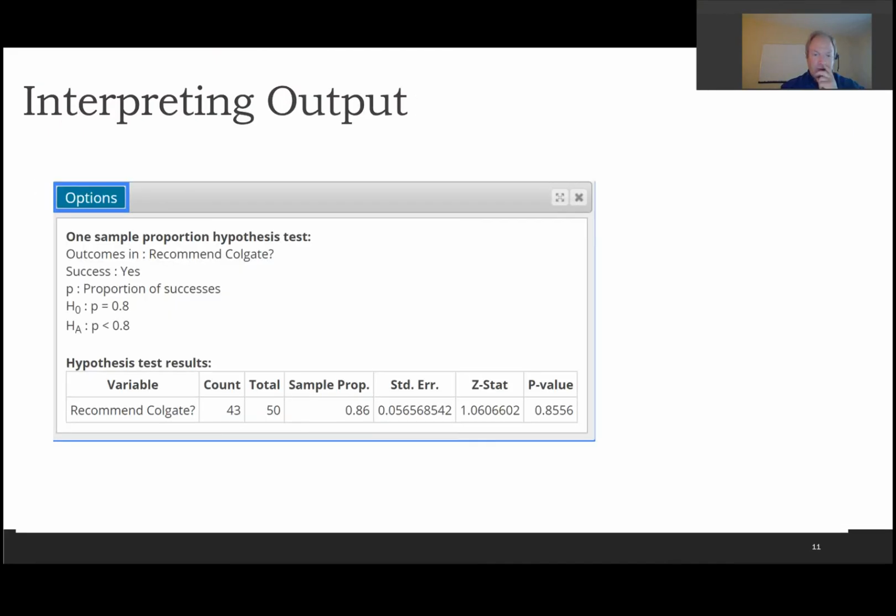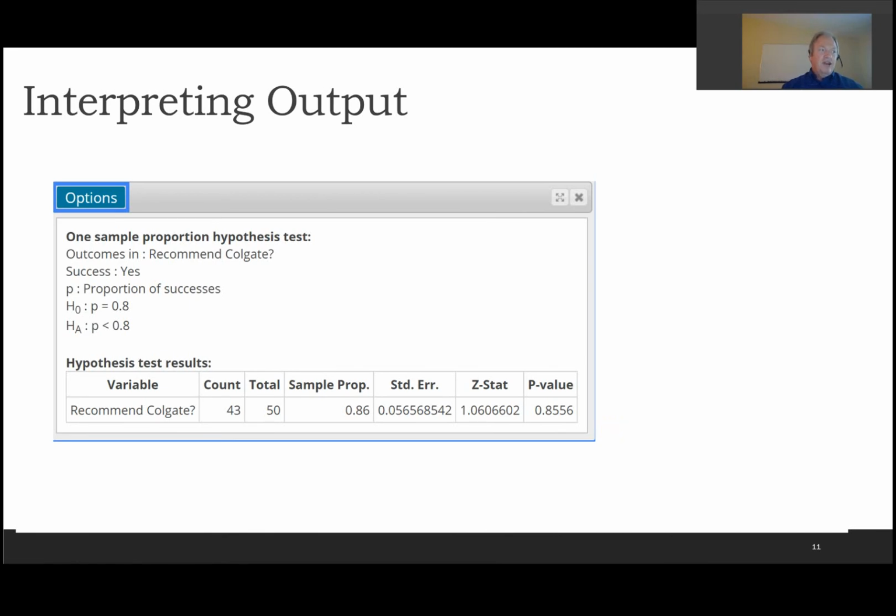If we go through this, we're testing to see if it's less than 80%. We had 43 out of 50, which is a sample proportion of 86%. Using the central limit theorem, with pi equal to 80% and n equal to 50, we could calculate our standard deviation, which is a standard error. I could take my data value and the mean and standard deviation of that normal distribution and compute its z-statistic. And then I could compute its p-value.